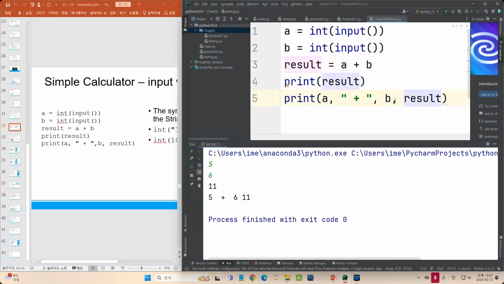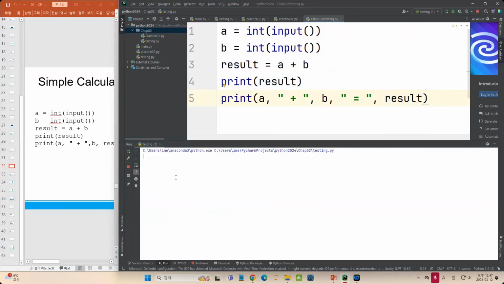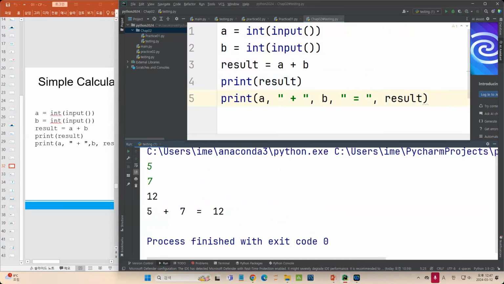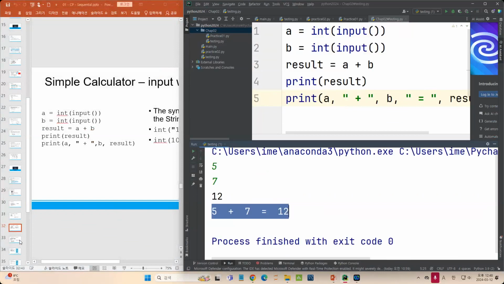If you want to add more, okay, you can put like this one. So it will be more clear about the result. 5 and 7. So we have 12. Now we are going to write 5 plus 7 equals 12. Okay.